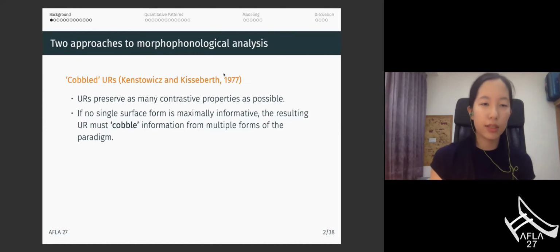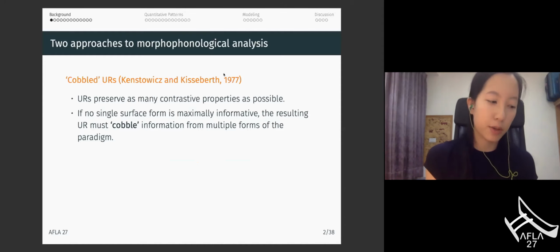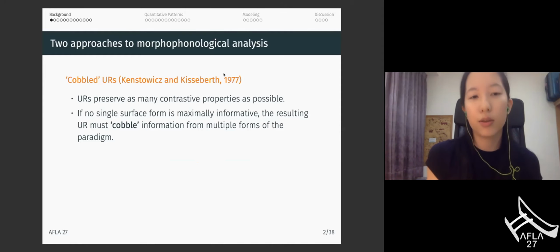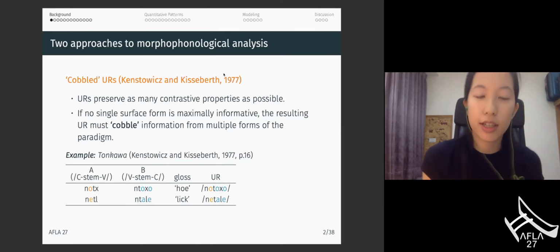So we can begin by thinking about two different approaches to morphophonological analysis. The first one, which I'll just call the cobbled UR approach, is this classical approach that I think most of us are familiar with. So URs, or underlying representations, preserve as many contrastive properties as possible. This means that if no single surface form is maximally informative, the resulting UR must cobble information from different parts of a paradigm. So this is what it will look like in Tonkawa.